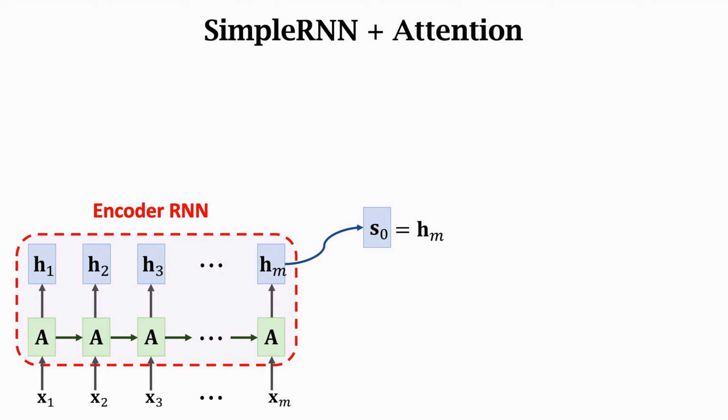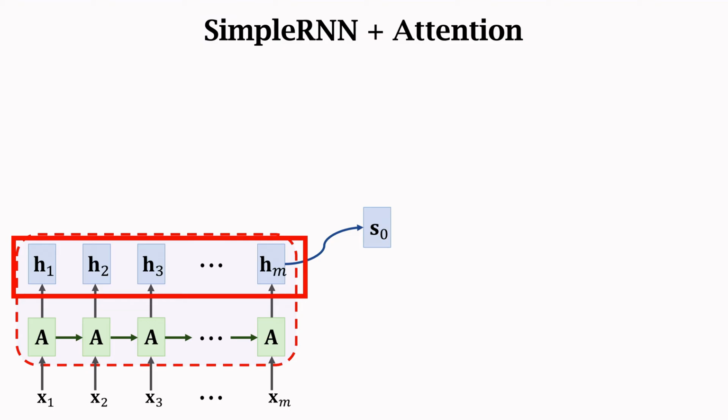Attention is applied when the decoder starts to work. Here, the initial state of the decoder, s0, is equal to the final state of the encoder, hm. The encoder records all the states, h1, h2 to hm. Attention compares the decoder's current state s0 with each of the h vectors.